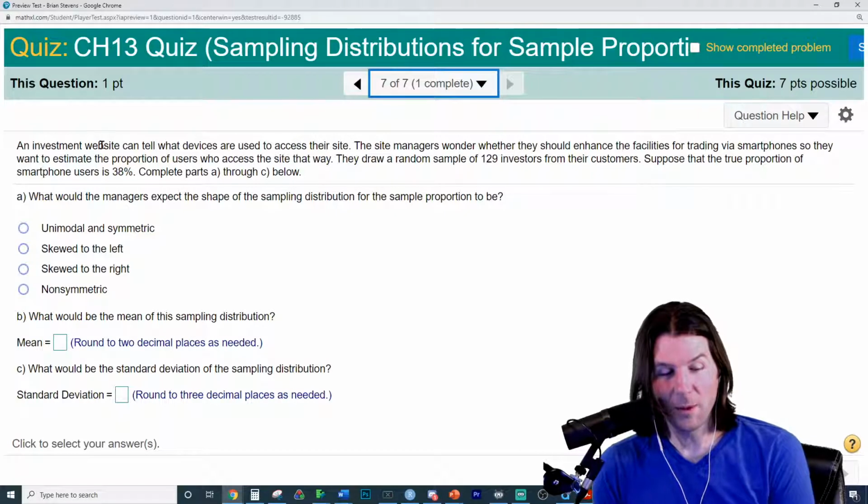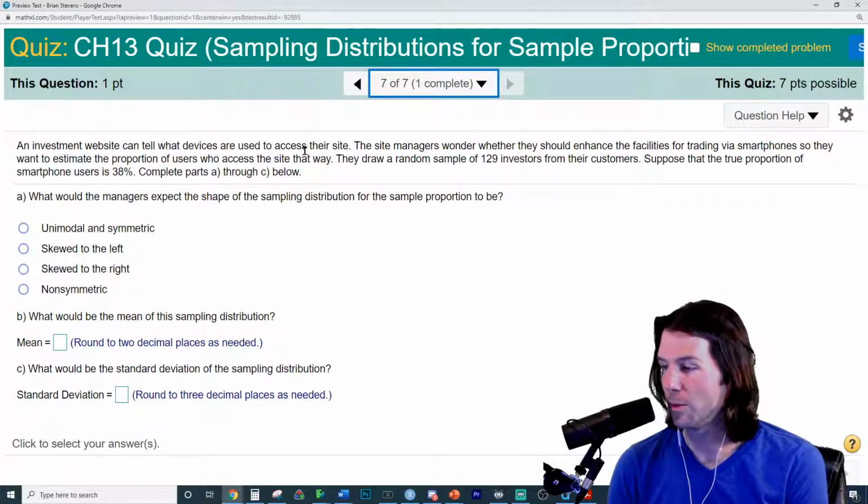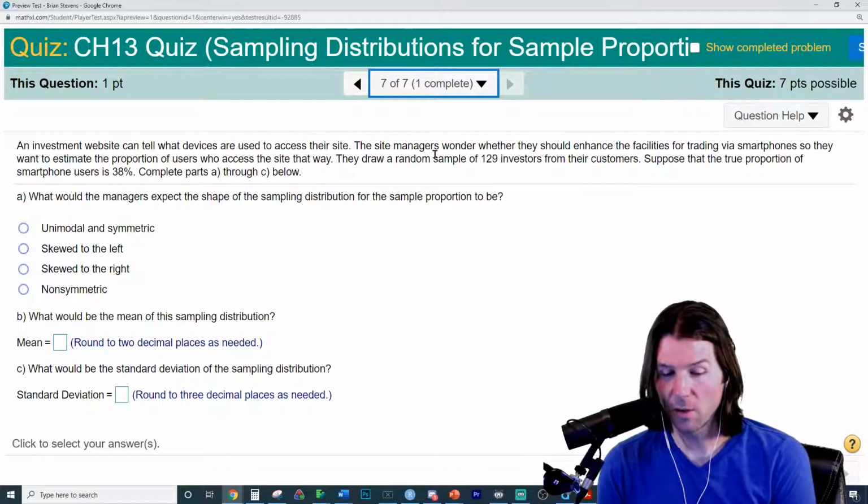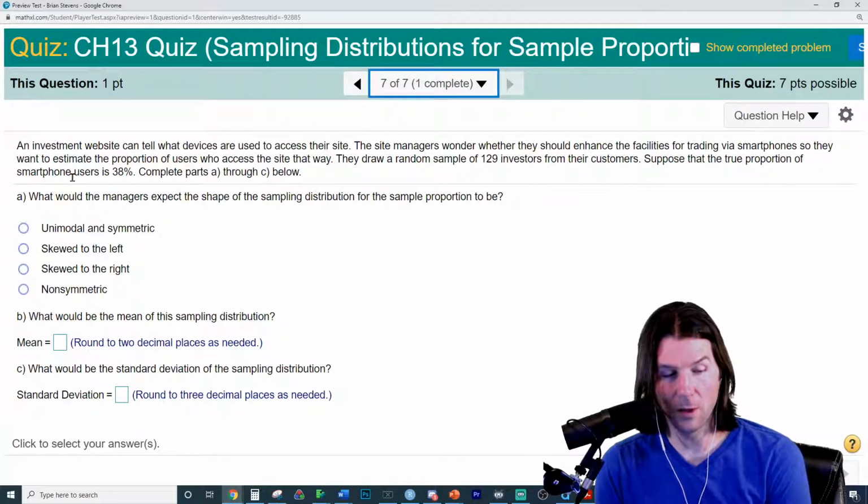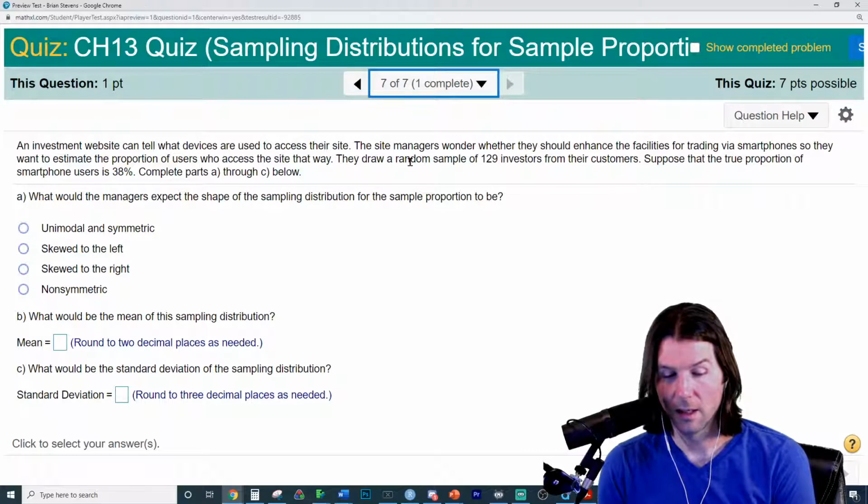Okay, here we go. An investment website can tell what devices are used to access their site. Yeah, we can do it with Google AdWords. That makes sense. The site managers wonder whether they should enhance the facilities for trading via smartphones, so they want to estimate the proportion of users who access the site that way. They draw a random sample of 129 investors from their customers. Suppose that the true proportion of smartphone users is 38%.